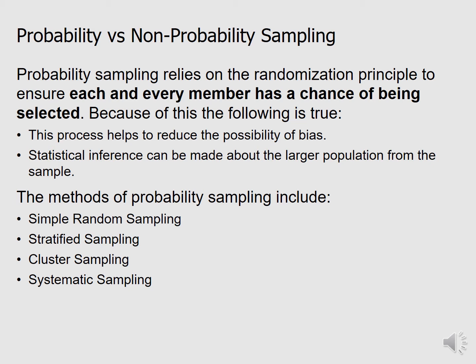Since we are utilizing a random process of selection in probability sampling, we can assume the following is true. This process helps to reduce the possibility of bias, and statistical inference can be made about the larger population from the sample. When conducting probability sampling, we have a range of approaches to select from, including simple random sampling, stratified sampling, cluster sampling, and systematic sampling.